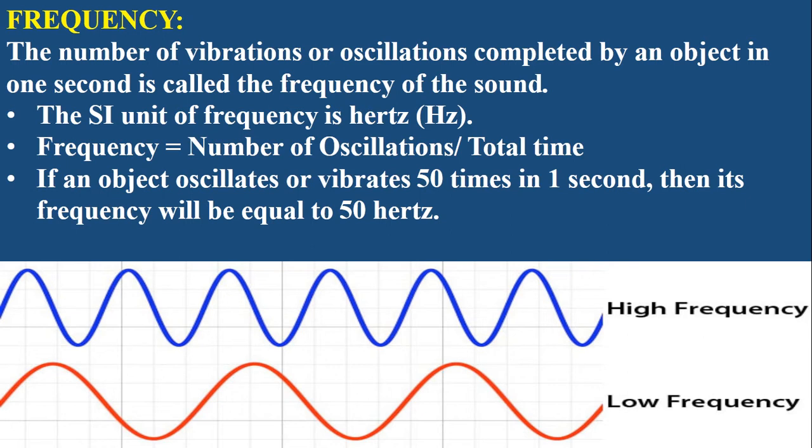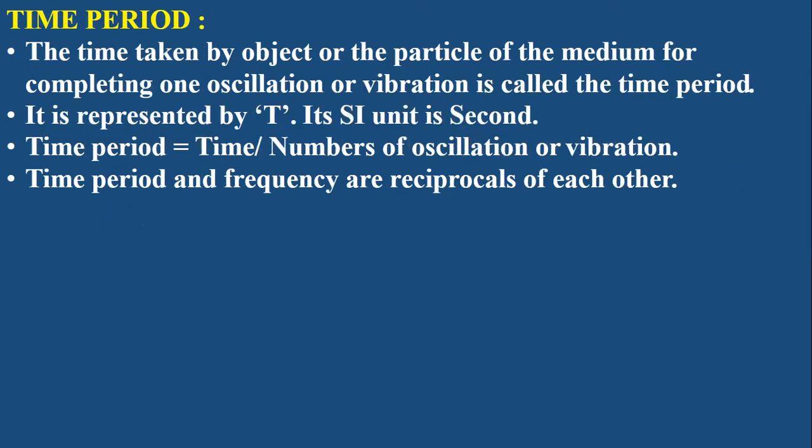The SI unit of frequency is hertz, and the formula is frequency equals the number of oscillations divided by total time. Now if we consider an example, if an object oscillates or vibrates 50 times in 1 second, then its frequency will be equal to 50 hertz. So in this way we can find out the value of frequency.